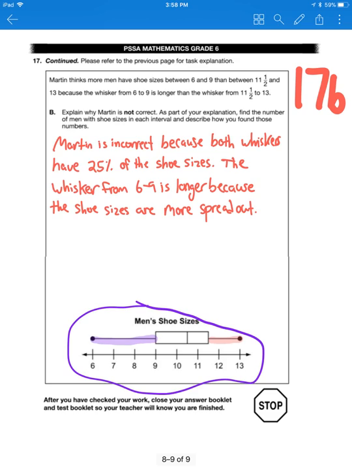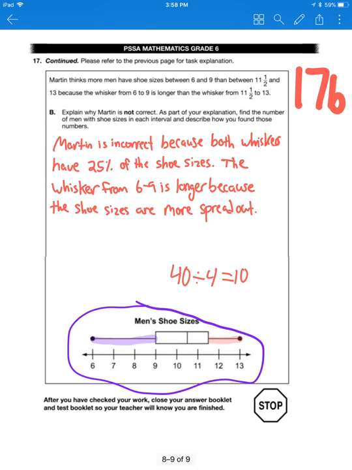But there's one more thing it asked me to do. You always want to keep checking to make sure you got everything. It says, as part of your explanation, find the number of men with shoe sizes in each interval and describe how you found those numbers. So if you remember on the previous page, this whole box plot is 40 men. And if each section has the same amount, that means this is 10, this is 10, this is 10, this is 10. How did I get that? Well, I took the 40 men who were surveyed, and I divided it by the 4 sections of the box plot, which gives me 10 shoe sizes in each section. So my goal is to explain that clearly.